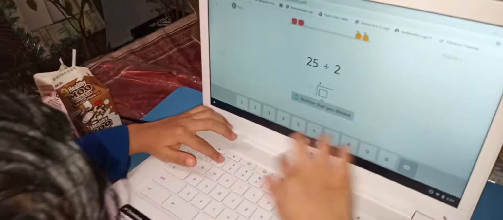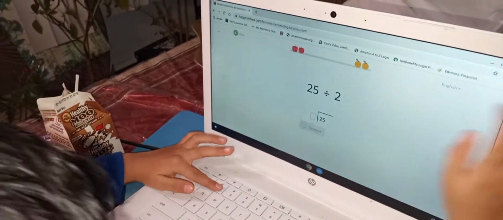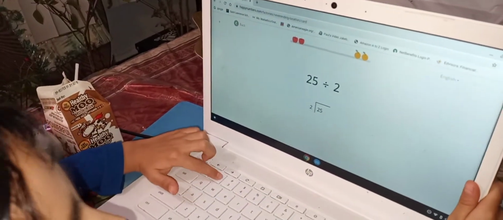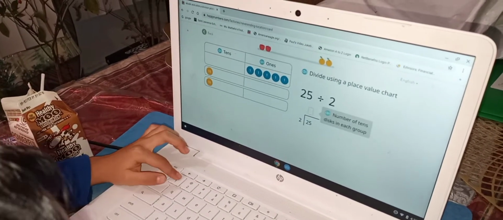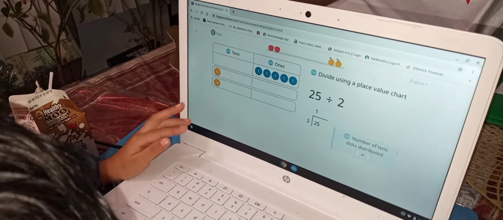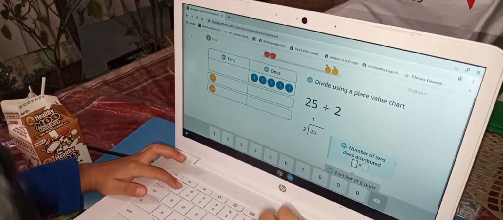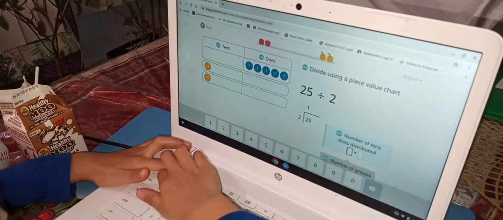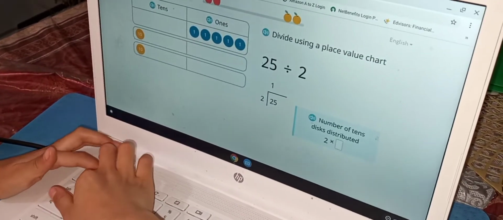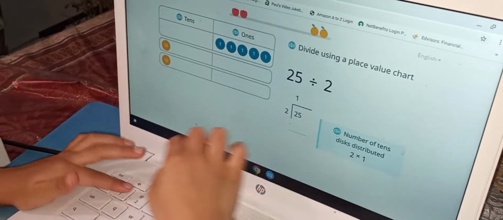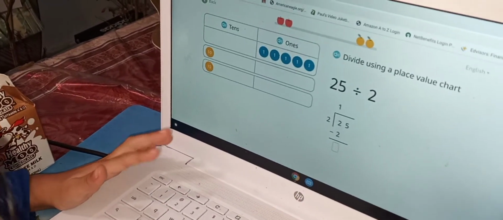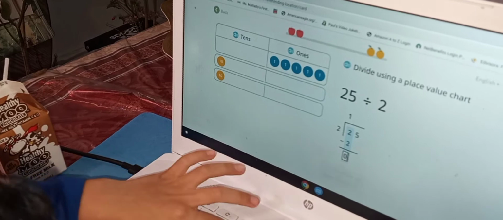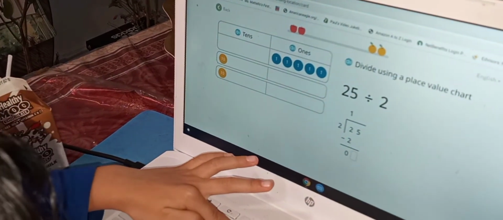Alright. 25 divided by 2. The divisor is 2. So now, 1, and 1 times 2 equals? 2. Write down 2. So 2 minus 2 equals 0. And then now you bring down 5.